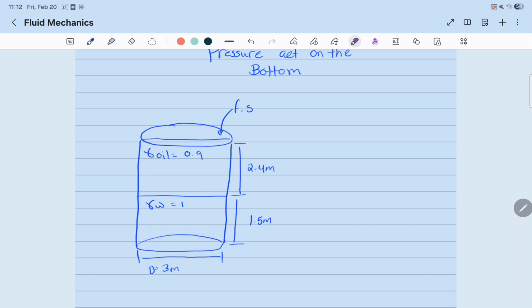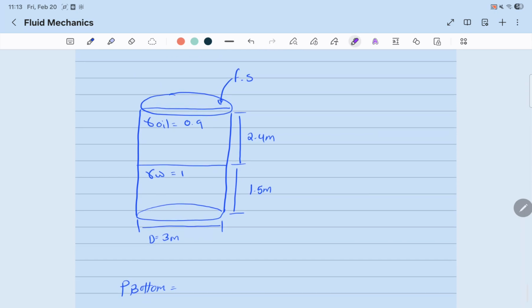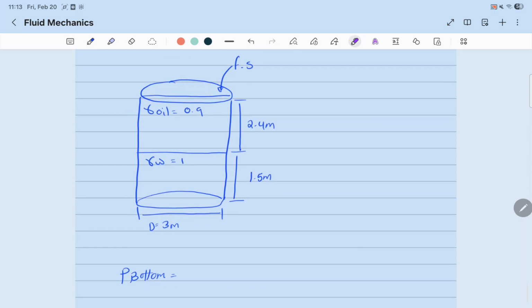We previously stated that pressure does not change in a horizontal plane. It only changes vertically. So we're asked to find the pressure in the bottom horizontal plane. In order to do that, we have to start from the top. We'll say that pressure at the bottom will equal, we'll start from the top, we'll use zero gauge.